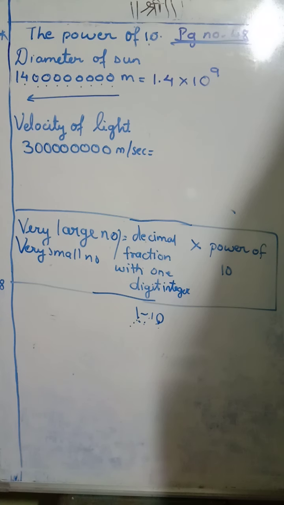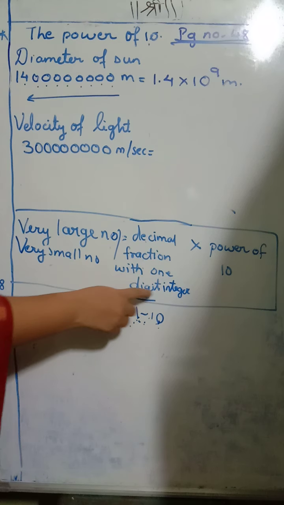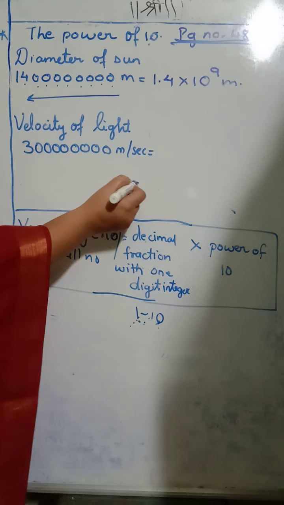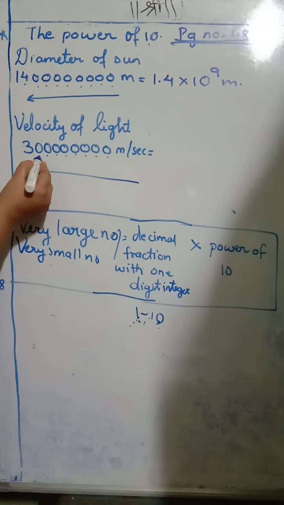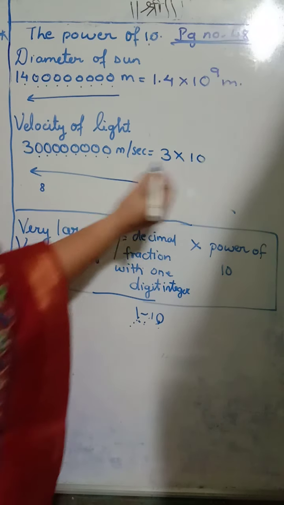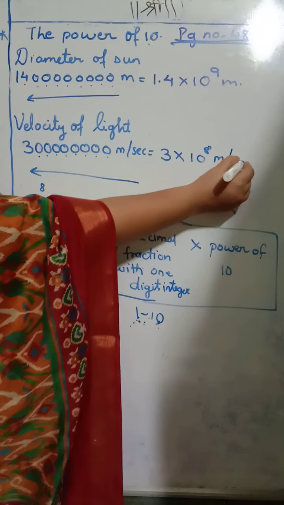Next, velocity of light. Again it is a big number, and here you have to write meter. Since it is a big number, you have to make it into a decimal fraction with one digit integer, which will be between 1 and 10. Again you have to go to the left hand side only. So count 1, 2, 3, 4, 5, 6, 7, 8. Stop. 8 we will write and keep here. Now 3. Is 3 an integer? Yes, so write it here. Is it between 1 and 10? Yes. Into 10 raised to 8. And the unit will be meter per second.